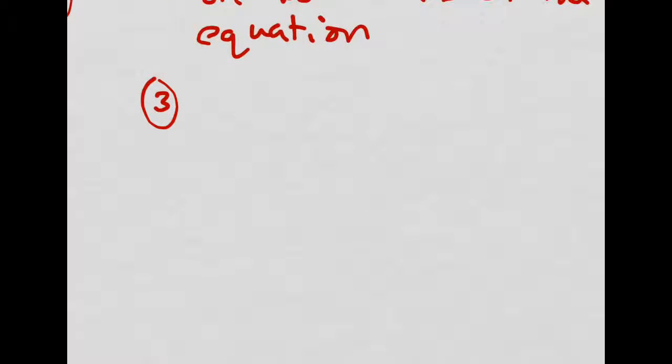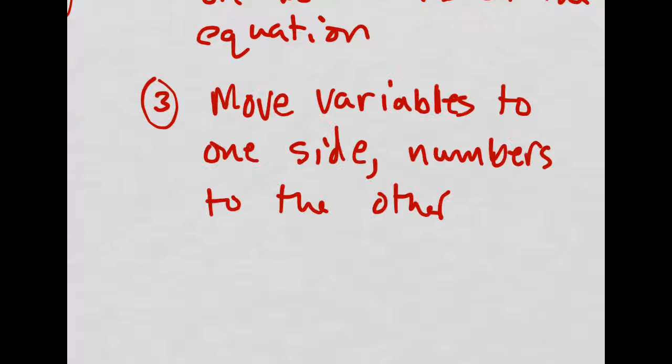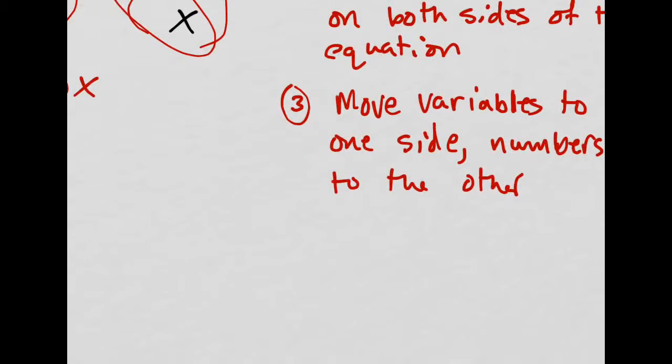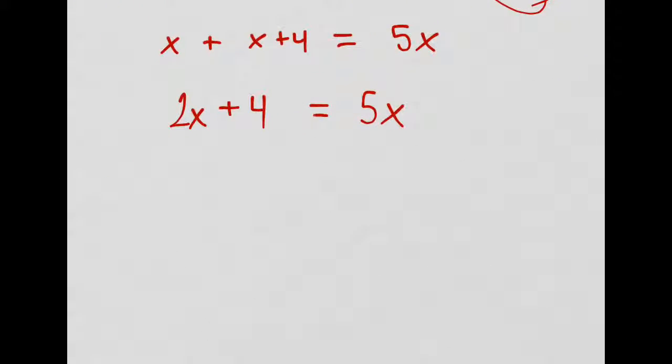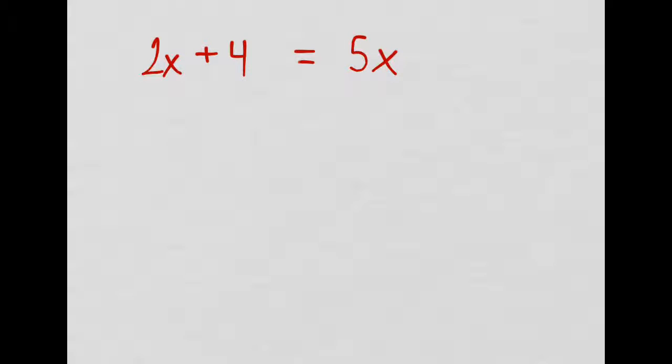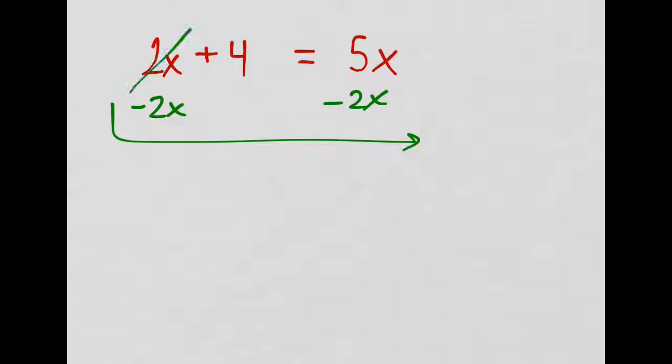So get variables to one side, numbers to the other. So that's what we have. So I'm gonna just move the 2x. I'm gonna subtract that over to the right side. I'll move it over, and that goes away. It's just how it goes. And then I have the 4. I copy that down. It's positive, so I don't have to write anything there.